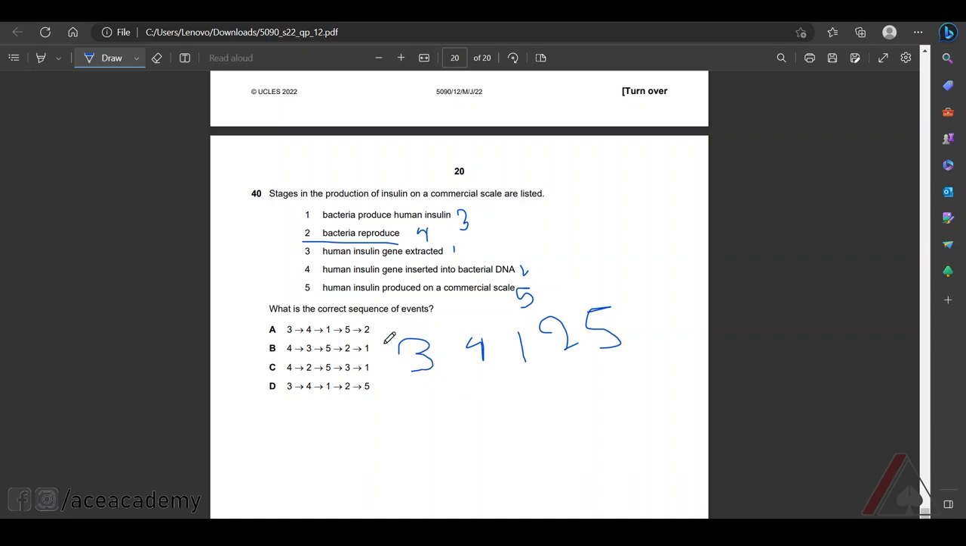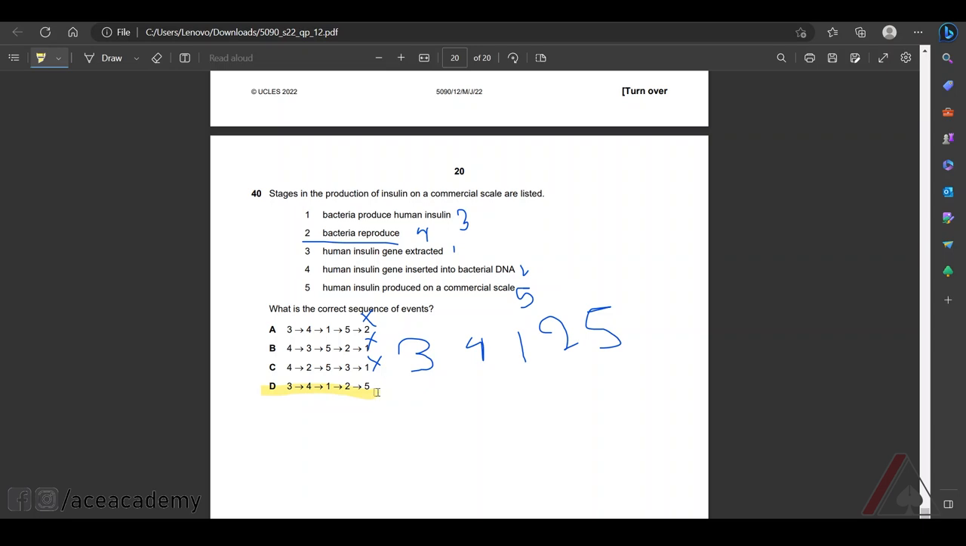Do we have anything in the options that matches that? Option A, 3-4-1-5-2. No, it's wrong at the end. A is not our answer. B and C have 4 at the beginning, so those are not our answer. Final option, D. 3-4-1-2-5. Yes, that is the correct answer. It matches the sequence perfectly. So we are done.